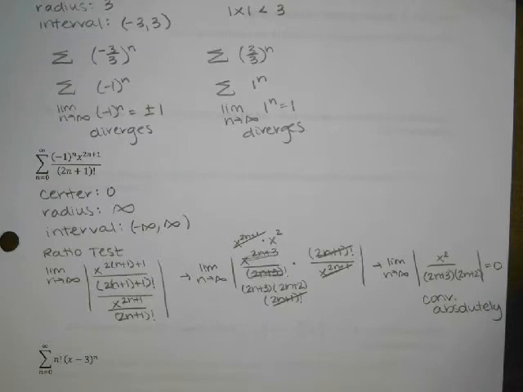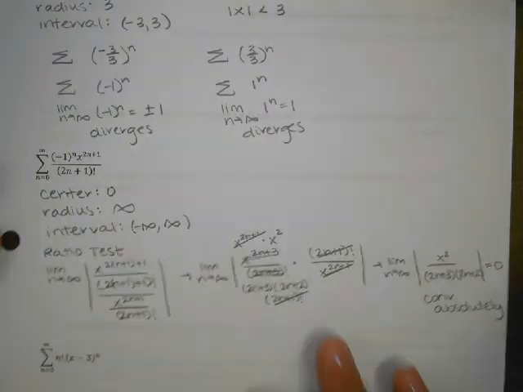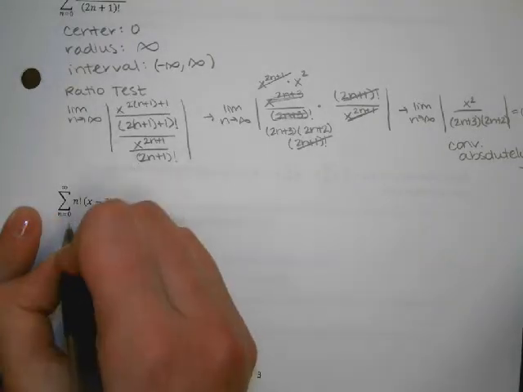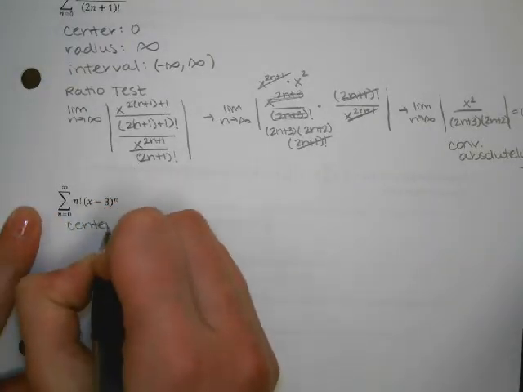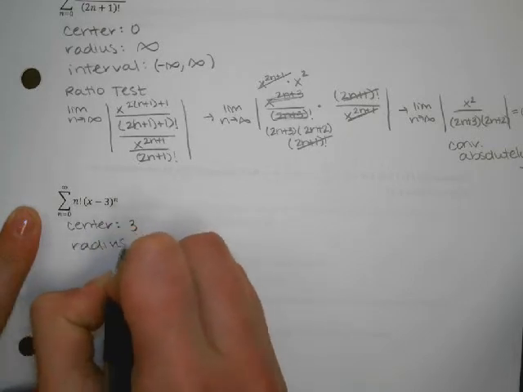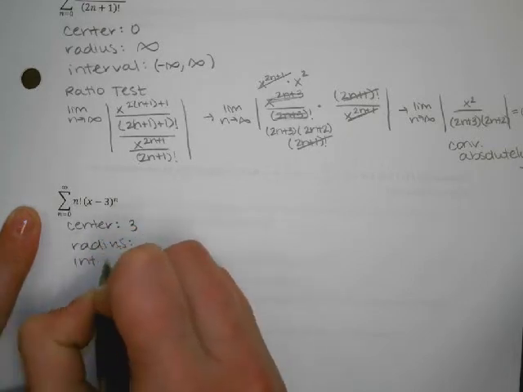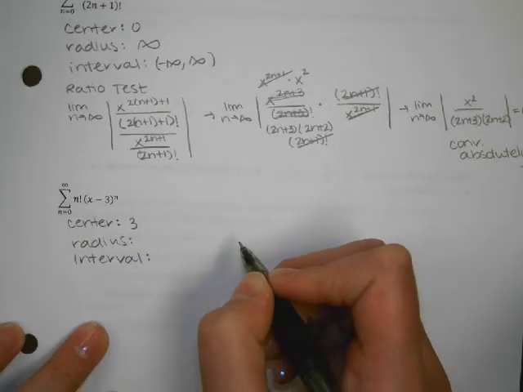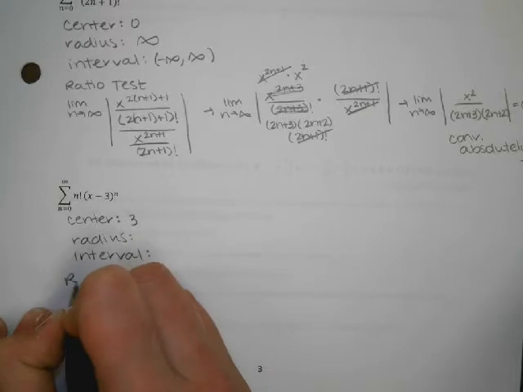All right, and then one more. So this one, the center would be 3. And we're going to find the radius of convergence, and we're going to find the interval of convergence. Okay, so here I'm going to go ahead and do the ratio test just like before.